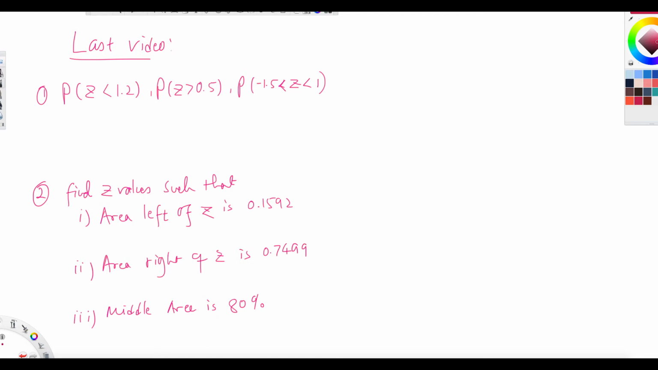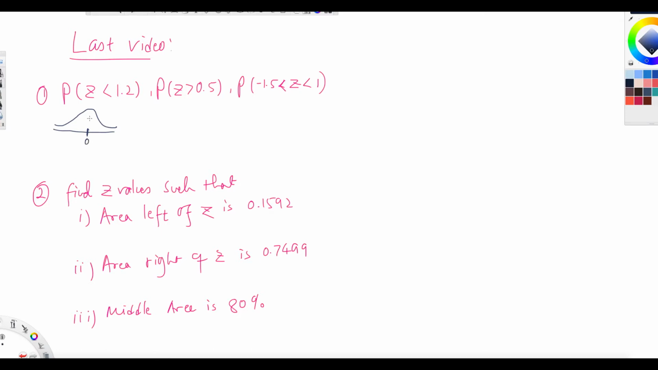So in the last video, we discussed how to find the area left of 1.2 or right of 0.5. What we did is find the probability that G is less than 1.2. So we did this type of problem. How do you find this probability? You draw the figure. I suggest drawing the figure for every problem of this type.